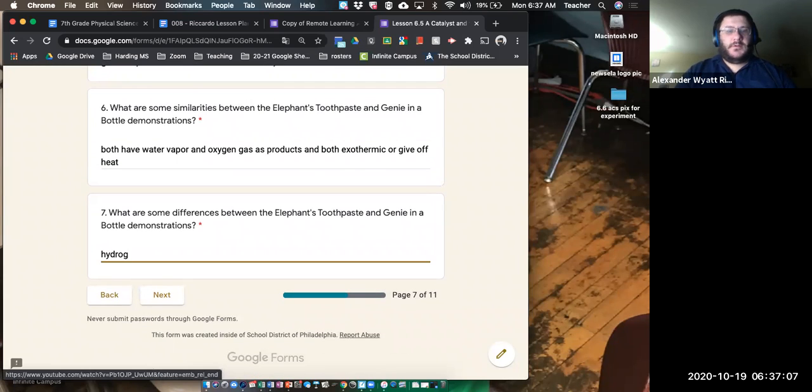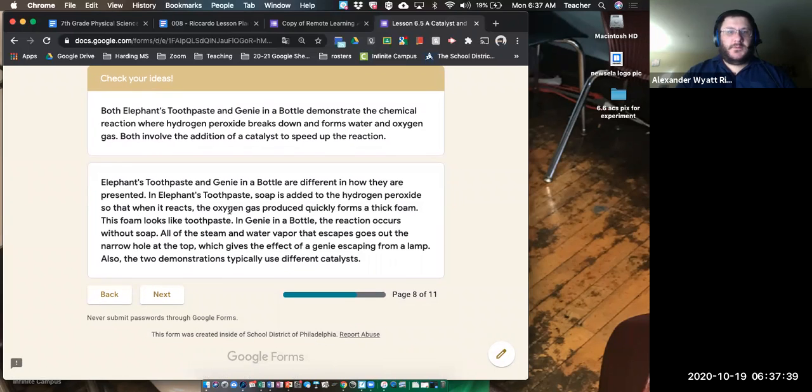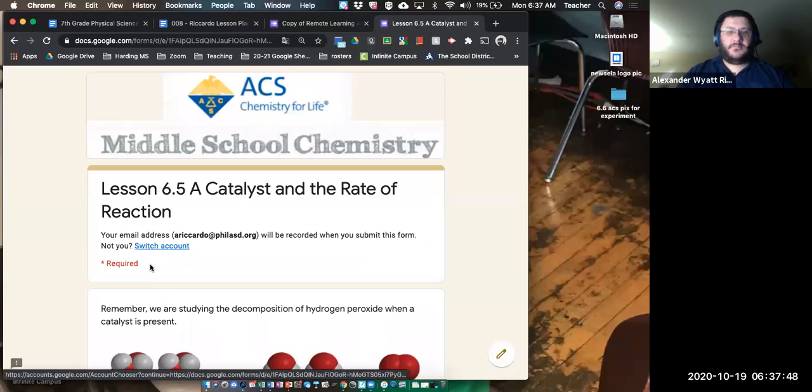Hydrogen peroxide, or elephant's toothpaste, expands as a foam, and the genie lets off steam. Okay. Both of them demonstrate hydrogen peroxide breaking down into water vapor and oxygen. And this one is added foam, so this is a foam, and this one is steam. Yes. They also use different catalysts.